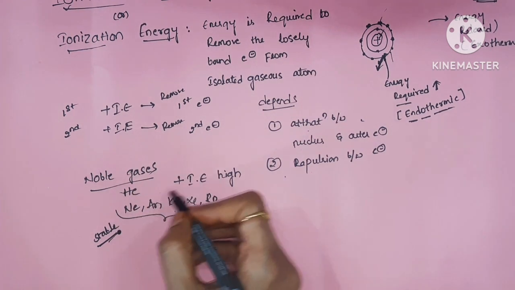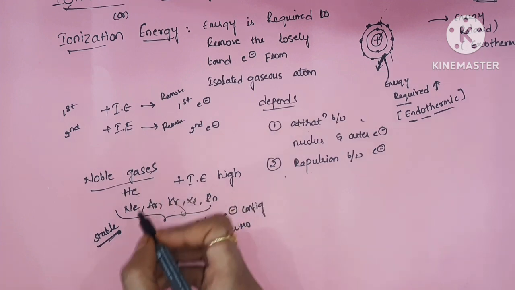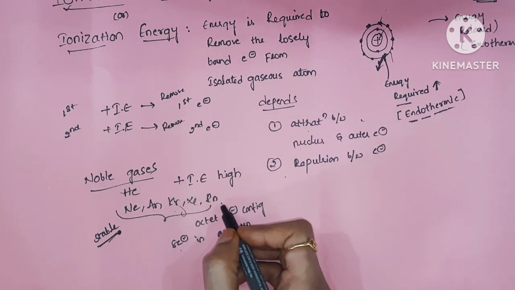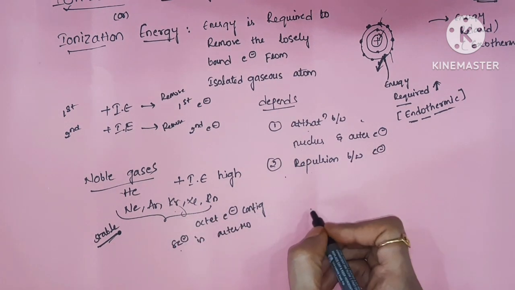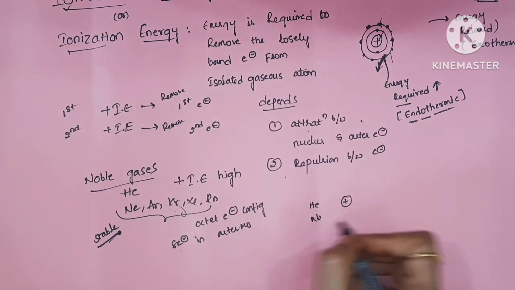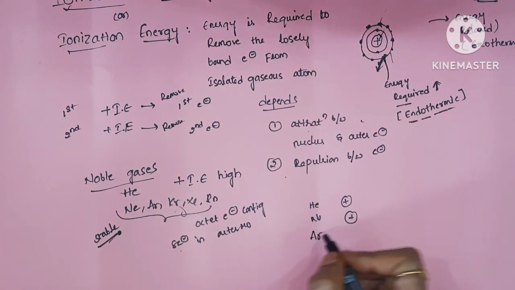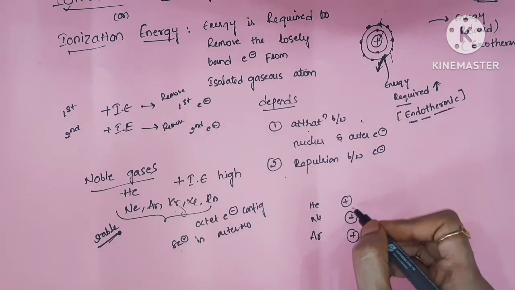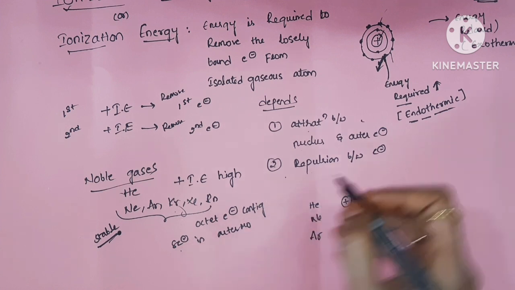So noble gases have the highest ionization enthalpy. Why? Because noble gases have a very stable electronic configuration, so we can't remove the electron from it. It is very, very difficult. It is most stable because of the octet electronic configuration.